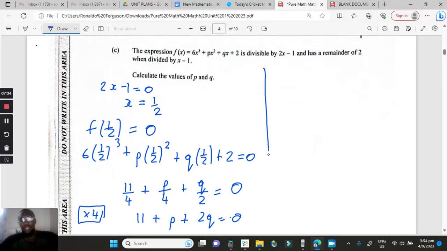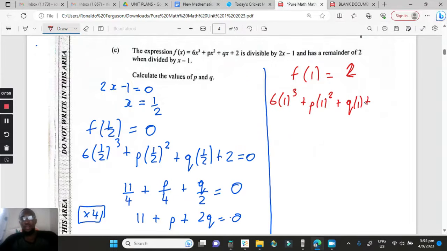Now the next equation: they told us it has a remainder of 2 when it is divided by x minus 1. So in this case, they're telling us that f of 1 is equal to the remainder, and the remainder is 2. So 6 times 1 cubed plus p times 1 squared plus q times 1 plus 2 is equal to 2. The 2s on both sides cancel, so 6 times 1 is 6, plus p plus q is equal to 0.